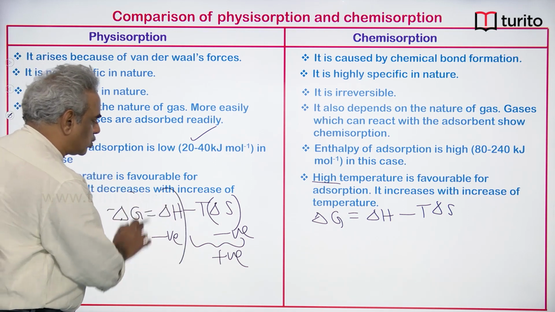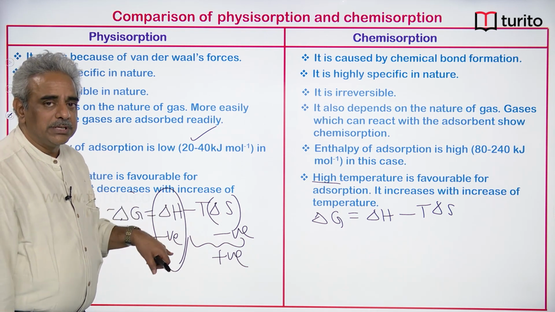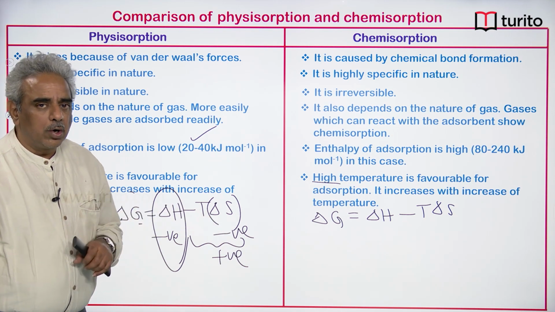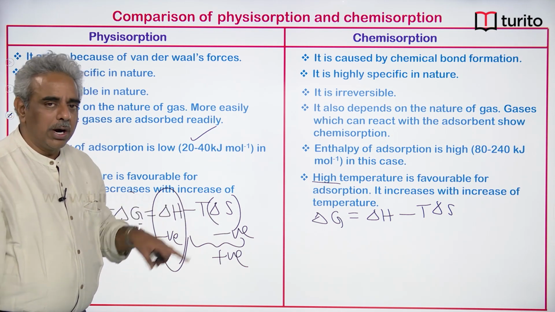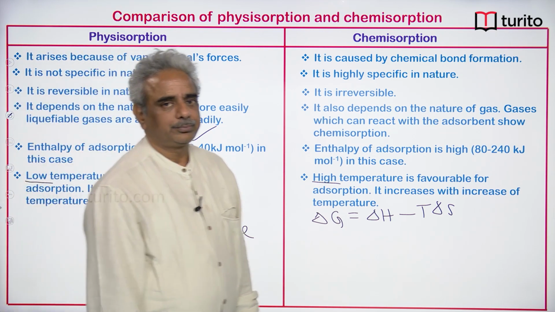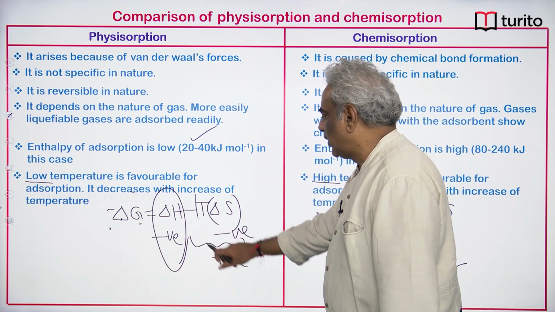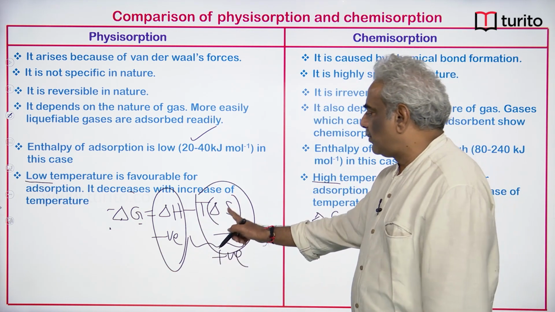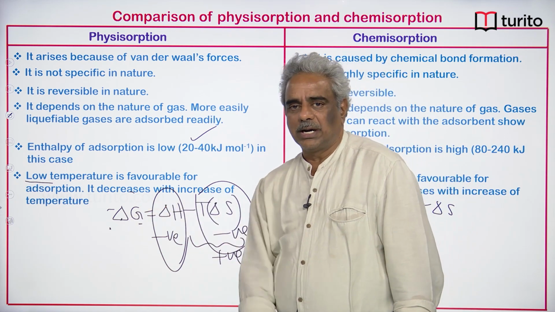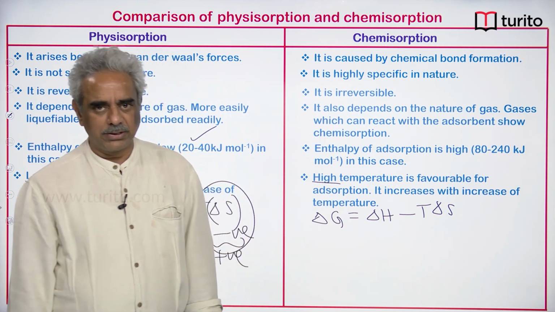This negative value should dominate this positive value. When can this positive value be dominated by this negative value? When this is less. We can't have any control on delta S, but you can have control on temperature. So, better you keep a low temperature. If you keep a very low temperature, this term will become less, and then this will dominate this term and keep delta G negative. If delta G is negative, the process becomes spontaneous.